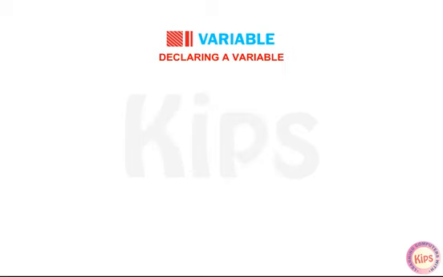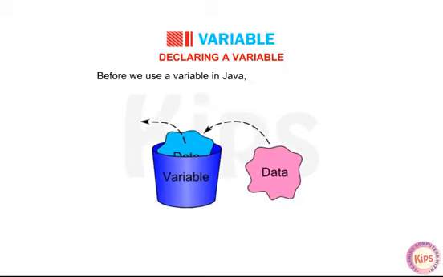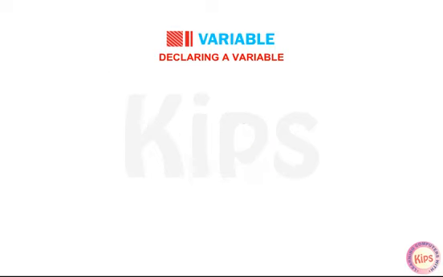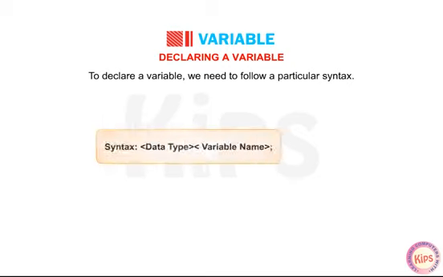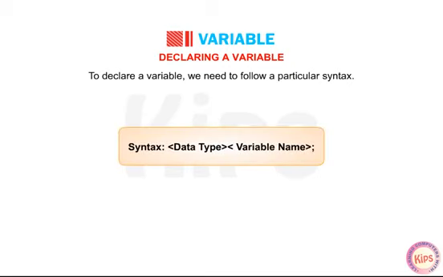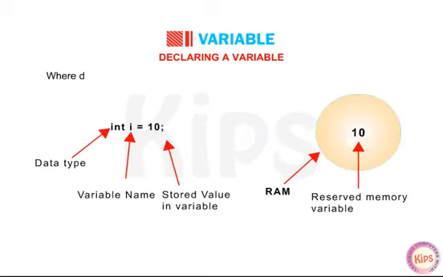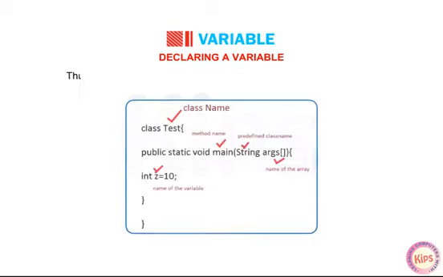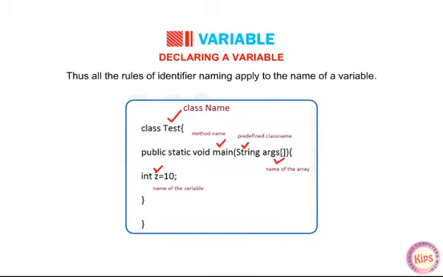Declaring a variable. Before we use a variable in Java, we need to declare it. To declare a variable, we need to follow a particular syntax. Syntax: data type, variable name, where data type can be any Java data type and variable name is an identifier. Thus all the rules of identifier naming apply to the name of a variable.